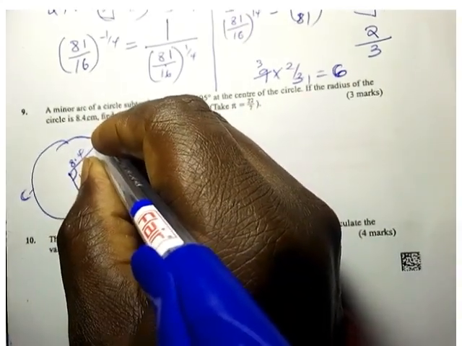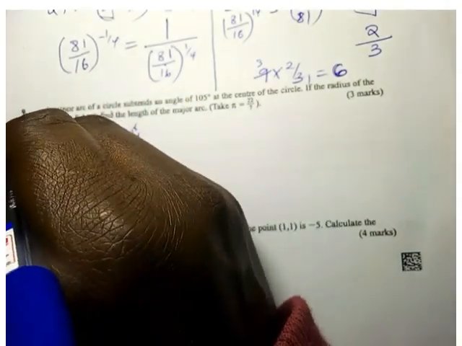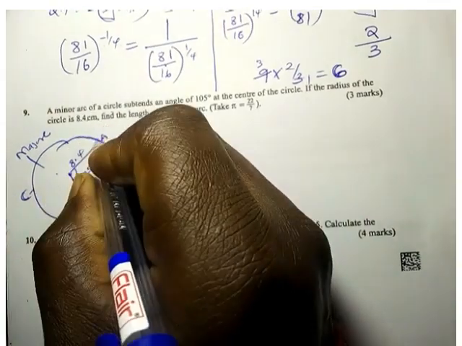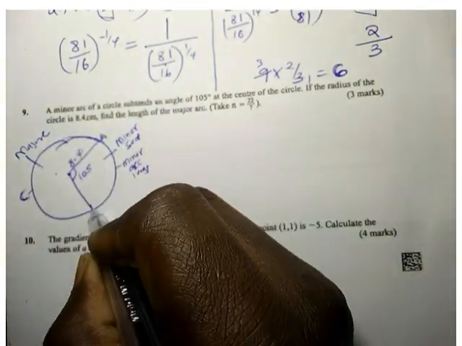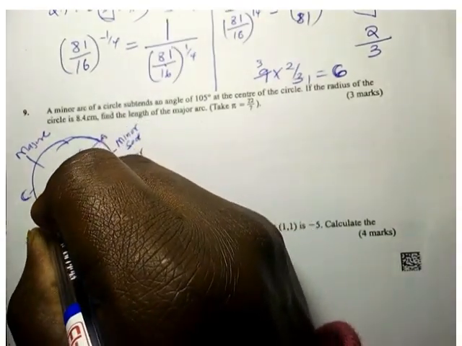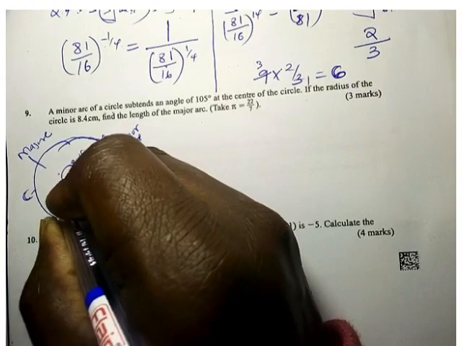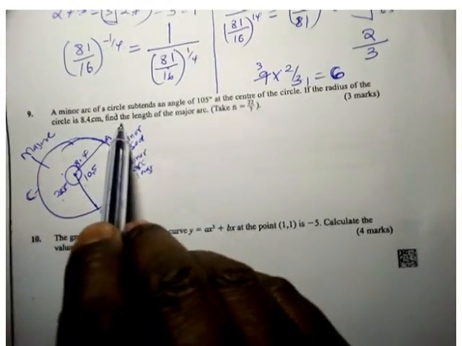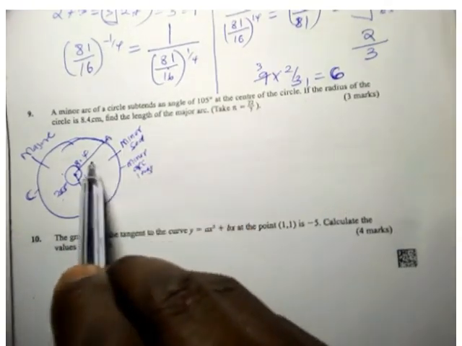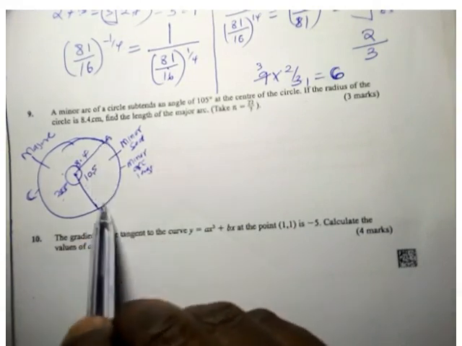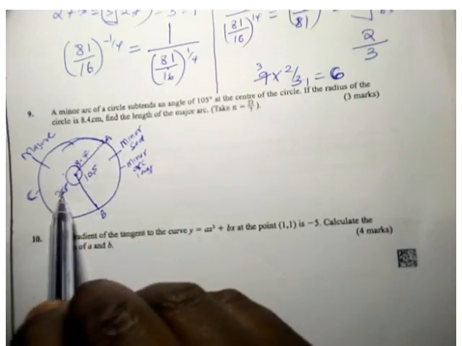So the major arc length is this one. This one is the major sector. So the major arc length is this one up to here. And the angle from here to here is 360 minus 105, which is 255. So the question is asking to find the length of the major arc. So you need to know that this is the minor. The minor arc is from here to here. The major arc is this bigger one which has the bigger angle.